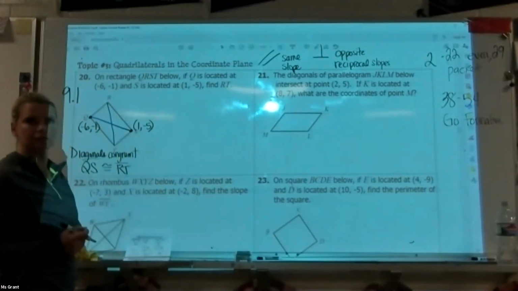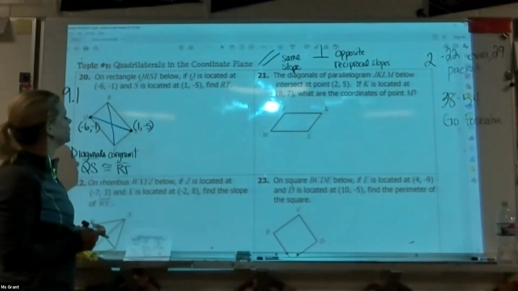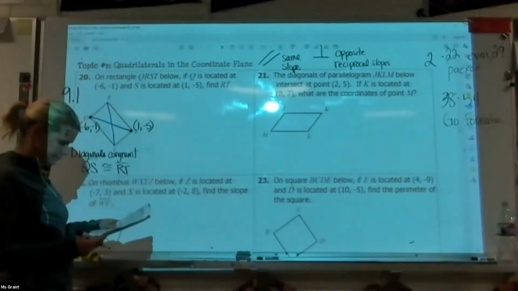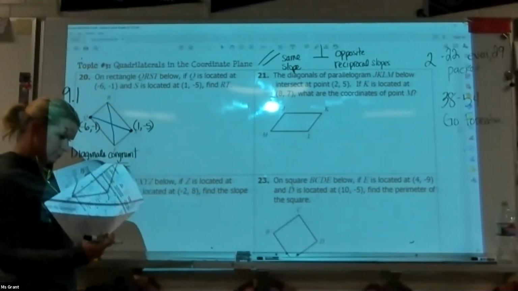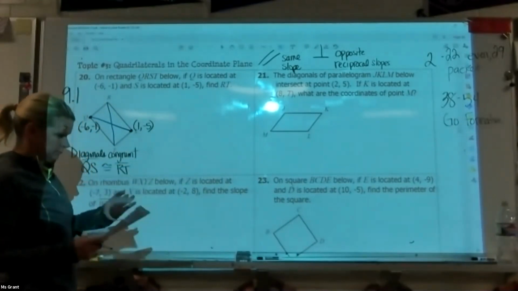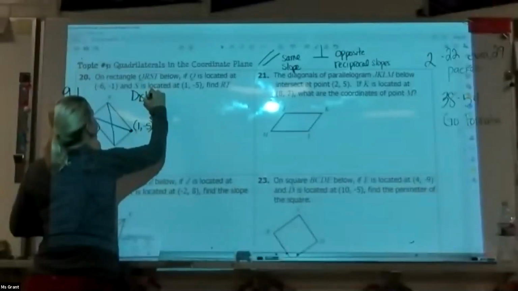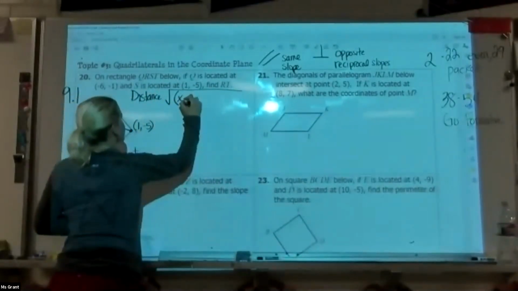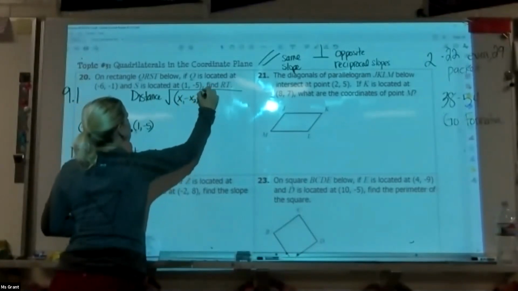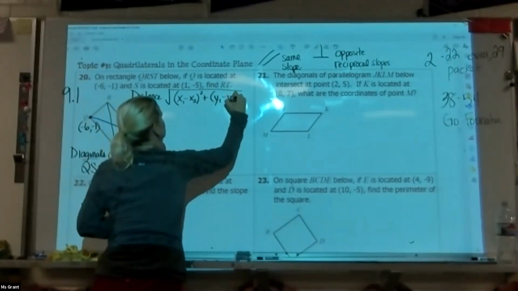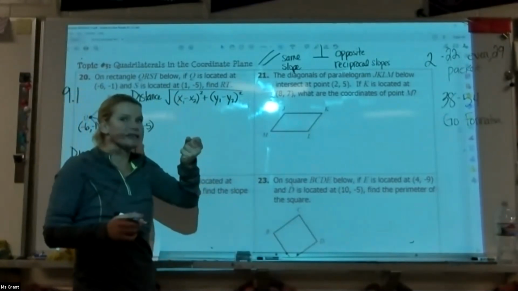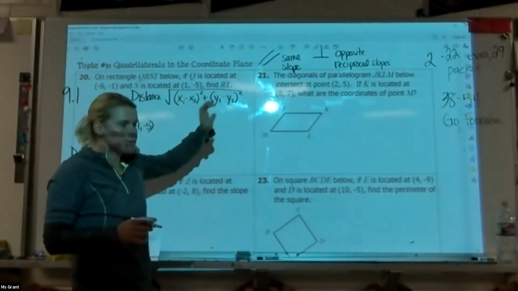Anybody? The distance from Q to S. I'm giving ordered pairs. No one? Are you still there? Distance formula. Let me write it down for you. The square root of x1 minus x2 squared plus y1 minus y2 squared. If you switch it and do x2 minus x1, you just subtract the x's and square it, subtract the y's and square it.